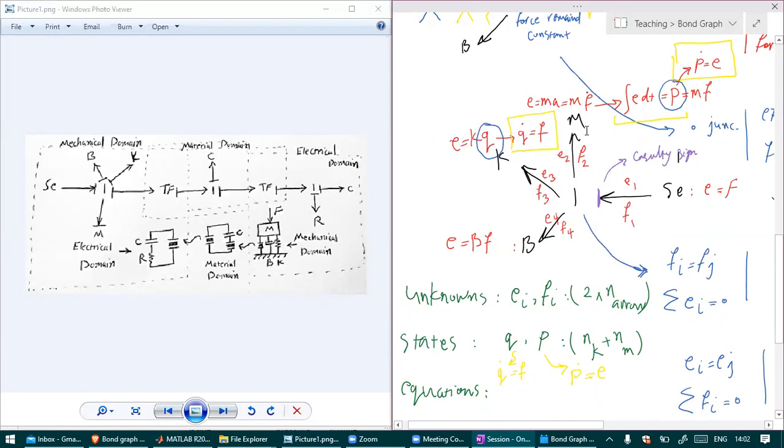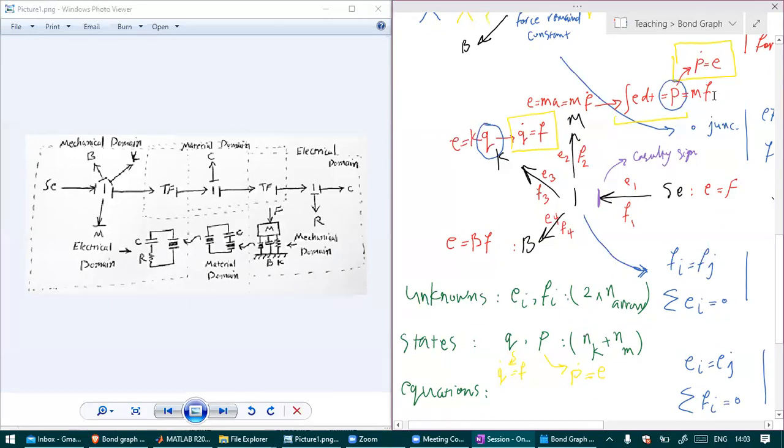In general, the element that has an unknown in its equation determines that unknown for that arrow, for that part of the system. For example, a mass: the equation for the mass at the end becomes P equal to mf. We have F, but we don't have E. We have the integral of E here, which is P. So basically the mass assigns the velocity, assigns the flow.